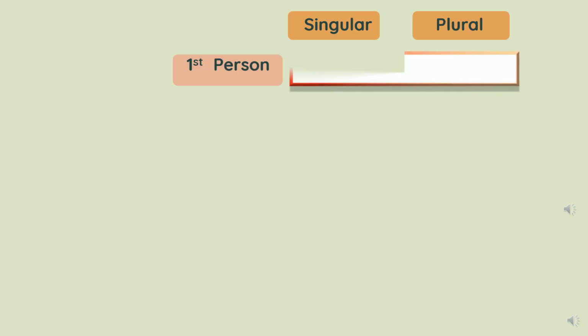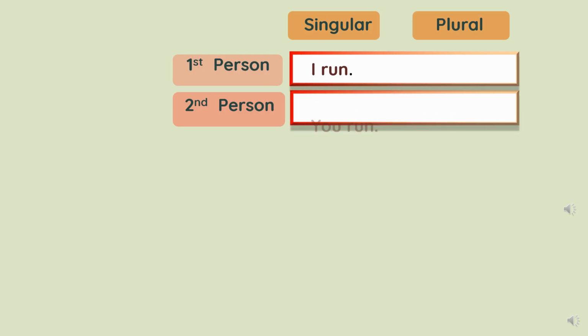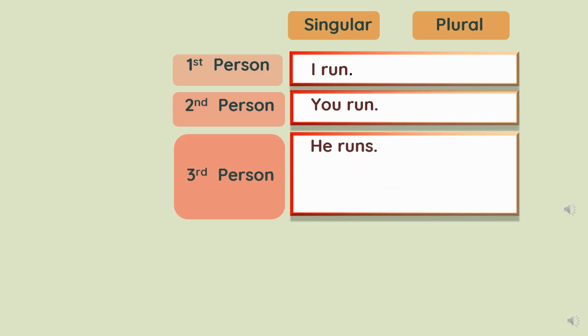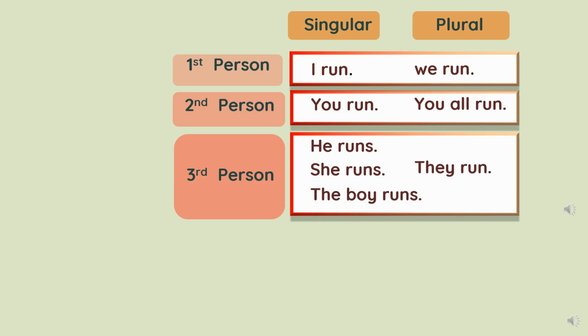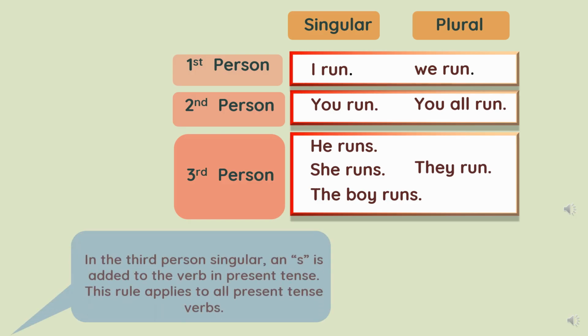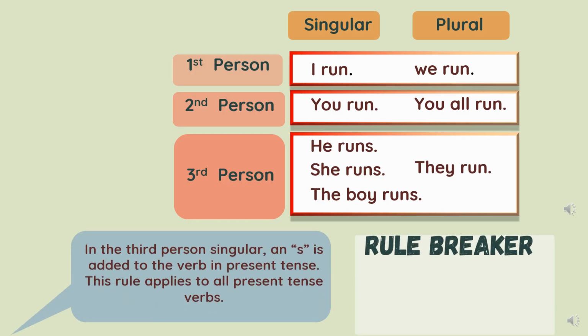Let's break down subject-verb agreement by person and number. First person, I, we; second person, you; third person, he, she, they. Singular examples: I run. You run. He runs, notice the S. Plural examples: we run. You all run. They run. Key rule: in present tense, third-person singular verbs add an S, but I and you are exceptions.